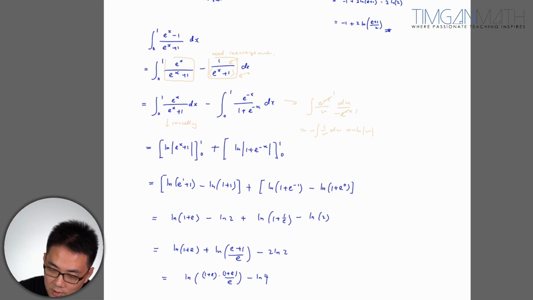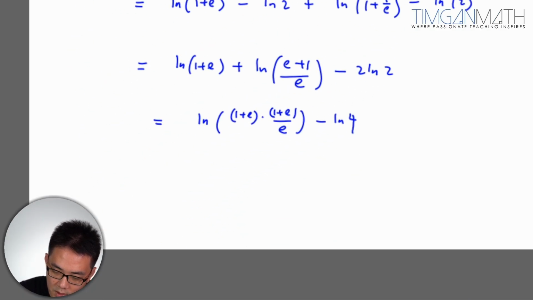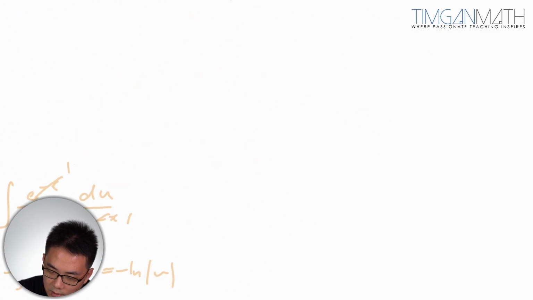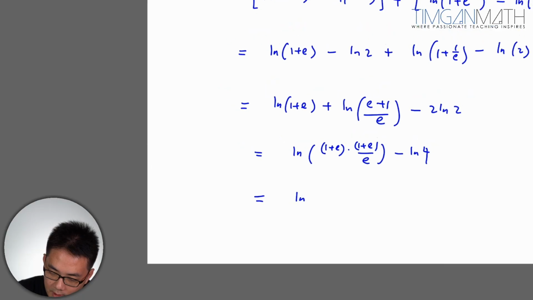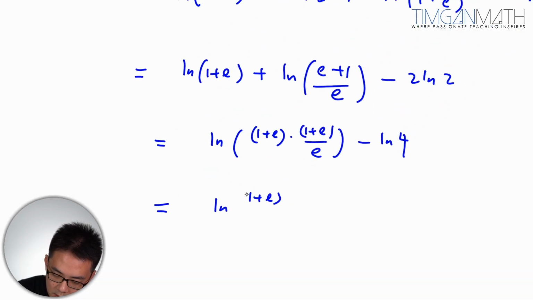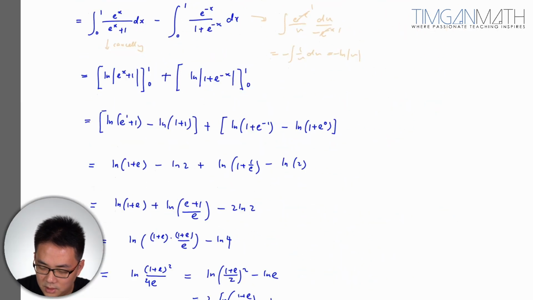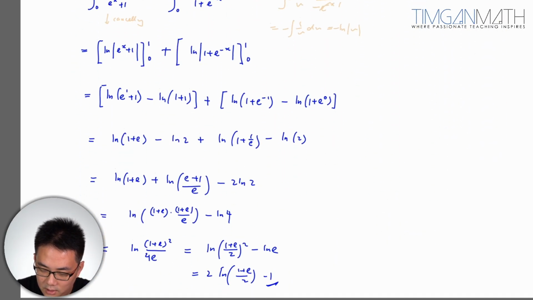So let me just rearrange this part here. It's just rearrangement, okay? So just ln, what do I rearrange? Yep. (1 plus e) squared over e, the 4 will be below. So this is ln((1 plus e) squared) minus ln e, which is actually 2 ln(1 plus e) minus 1. Actually, you don't need to rearrange. You can just leave it as it is. I think it's pretty okay.